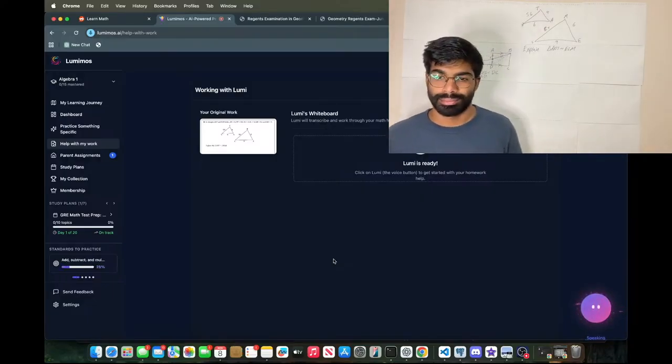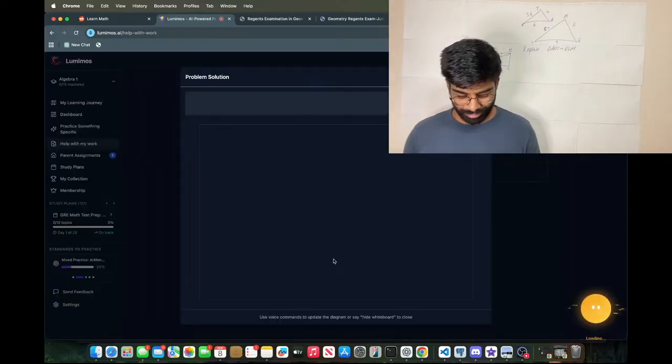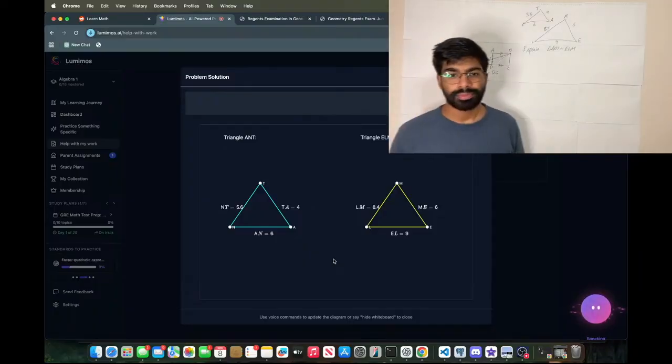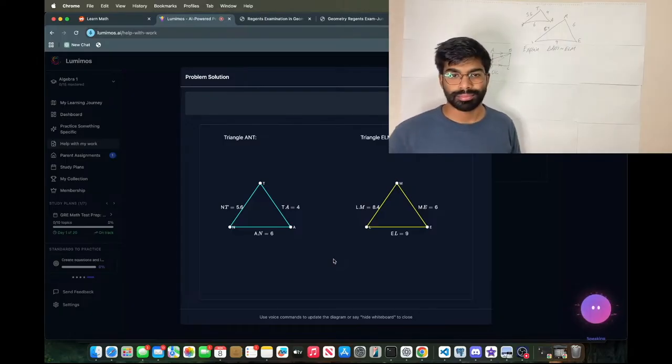Absolutely. Love the energy. Let's dive in. Let me draw both triangles for you, with all the side lengths labeled. 12 seconds later. Perfect. Here are both triangles, with all their side lengths. Triangle ANT is in cyan on the left, and triangle ELM is in yellow on the right. Now, to prove these triangles are similar, what do you remember about the ways we can show two triangles are similar?